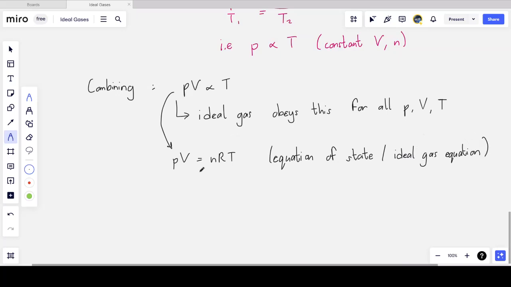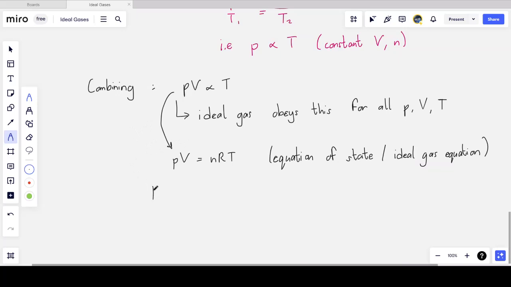So if any gas obeys this rule, meaning the product of pressure and volume is proportional to temperature, or PV is nRT, then that gas behaves as an ideal gas. Now ideally, poor choice of words probably, but ideally there is no such thing as a perfect ideal gas, but there are many scenarios in which a real gas can behave as an ideal gas.